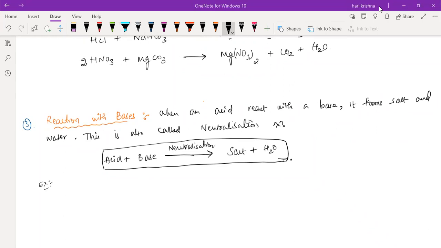Sir, can I tell one example? Yeah. The tooth decay caused by acid, by degradation of calcium phosphate. Means if the tooth decays, because of toothpaste we are using, it is alkaline in nature, so we are countering it by neutralization. Okay.